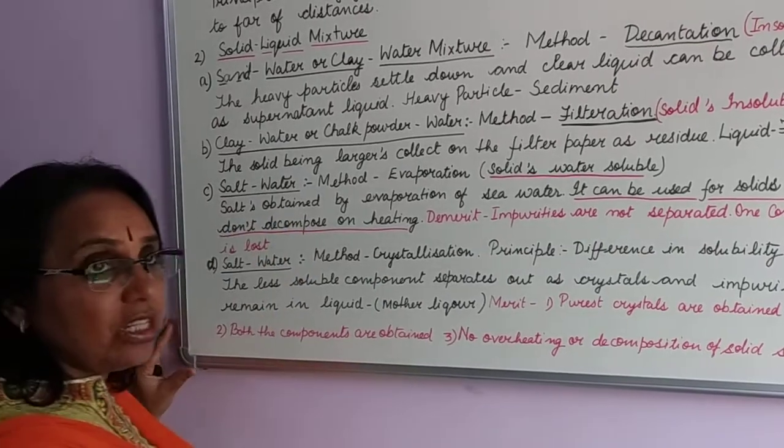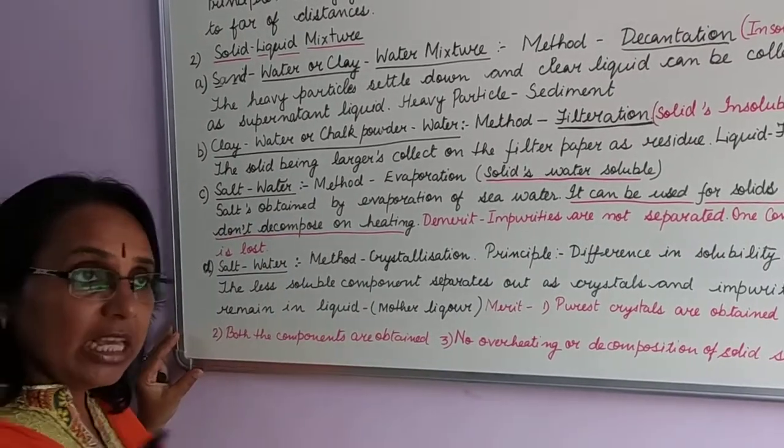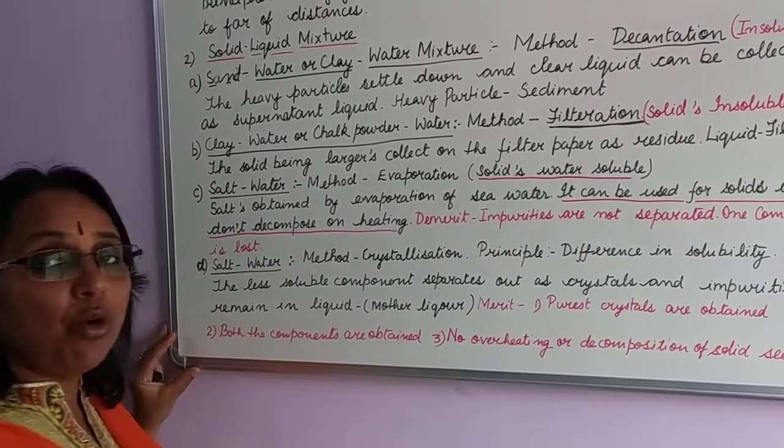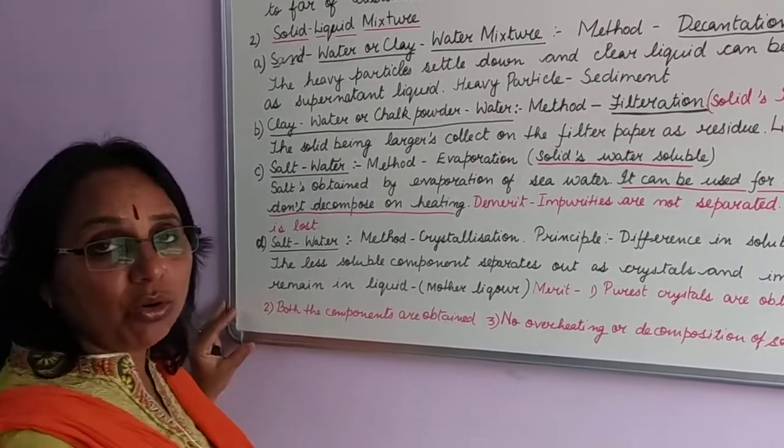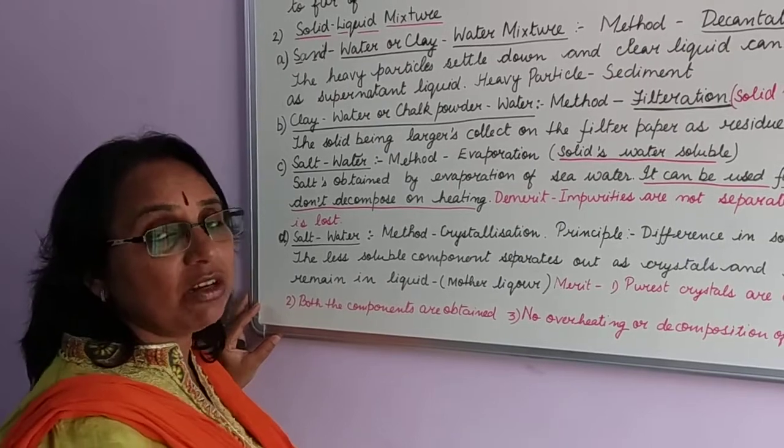In filtration, the mixture is taken in the beaker and it is poured through the filter paper. Filter paper is converted into a filter cone and it is put into the conical flask.